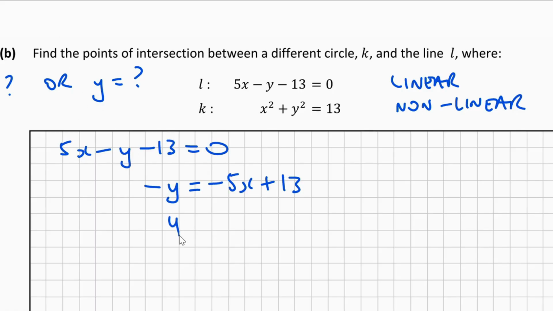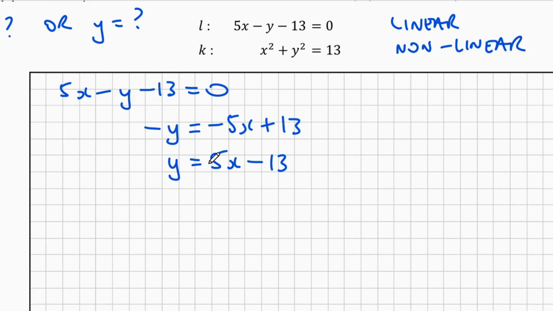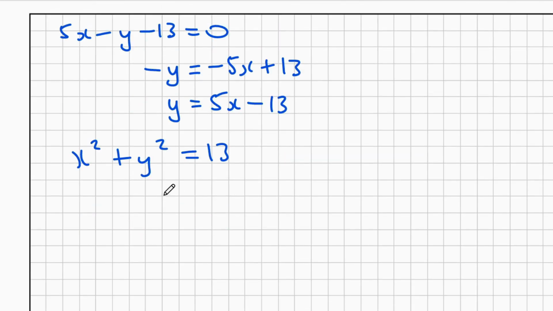So I'm going to multiply by minus 1, and I get y, multiply by minus 1, I get 5x, multiply by minus 1, I get minus 13. Lovely, that's step 1. I've got y now in terms of x. So step number 2, write down the nonlinear equation. We're going to sub in here for y. Remember, we're after figuring out what y is. We figured out y to be 5x minus 13. So I'm going to plug that in now instead of y here.